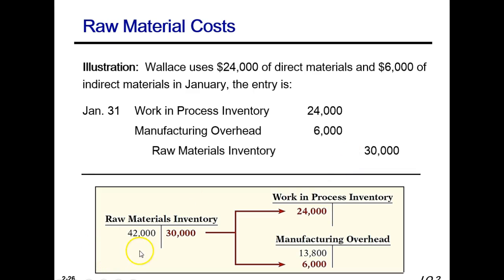Think about it. We had 42,000 sitting in raw materials. Since we've now requested 30,000, we no longer have raw materials of 42,000. We only have raw materials now of 12,000, right? Because this 30,000 has been split into 24,000 work in process or WIP and 6,000 into manufacturing overhead. We're assigning them to another inventory.